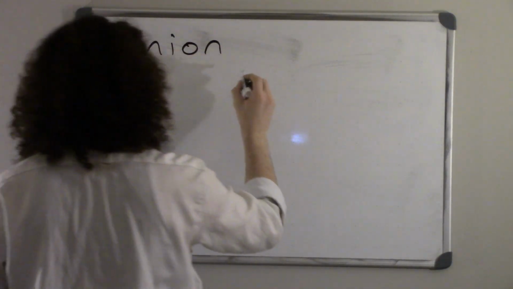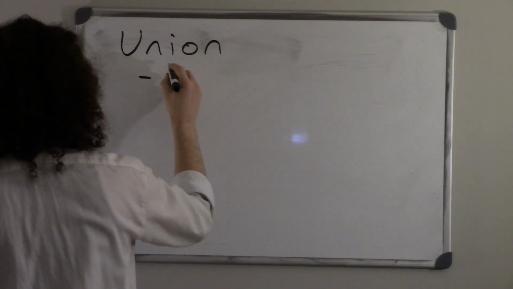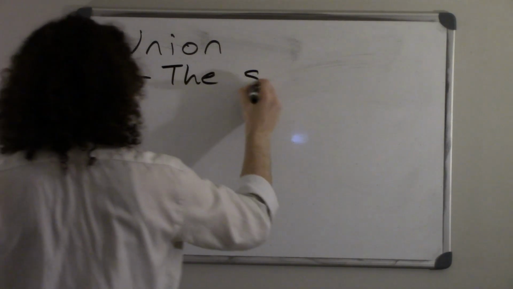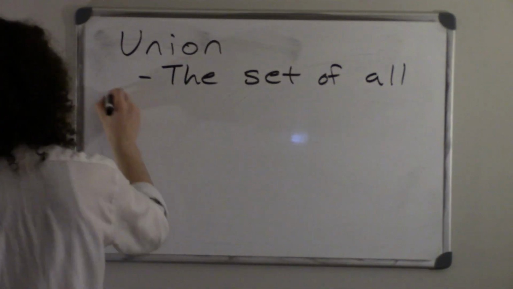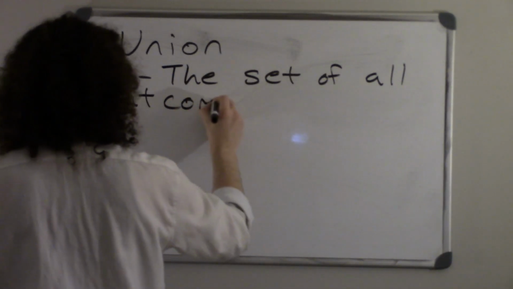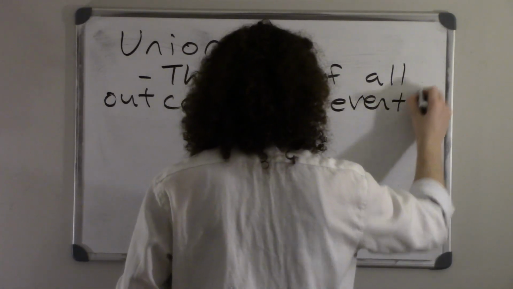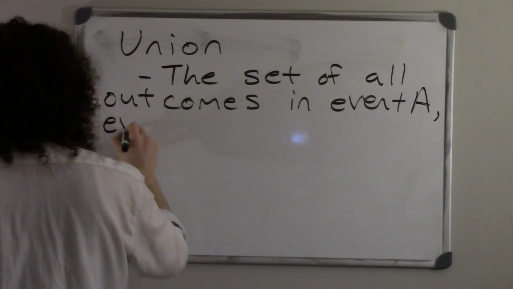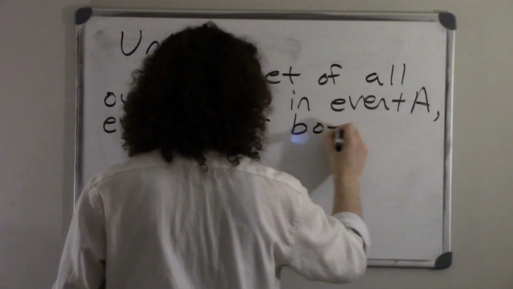So really there are 2 compound events, and then there's something else that we're going to stick in there with them. The first one we're going to talk about is unions. Unions are the set of all outcomes in event A, event B, or both.